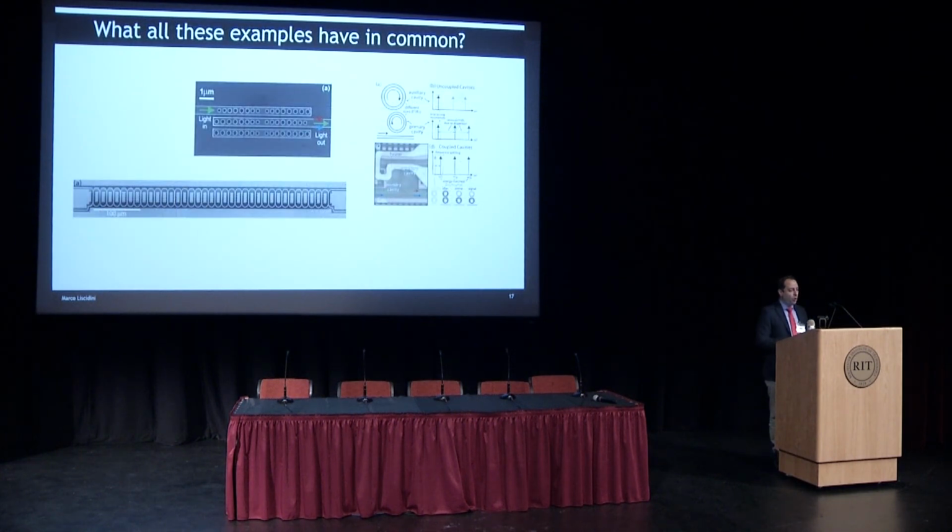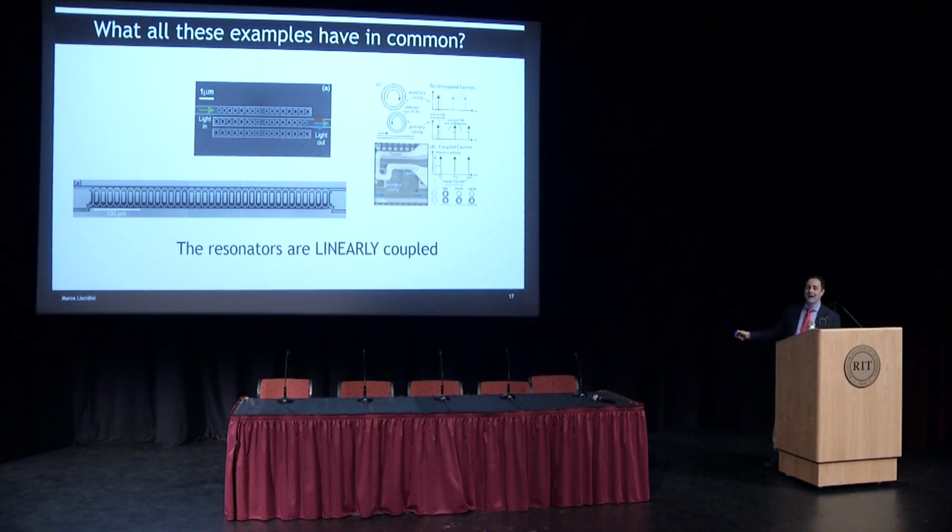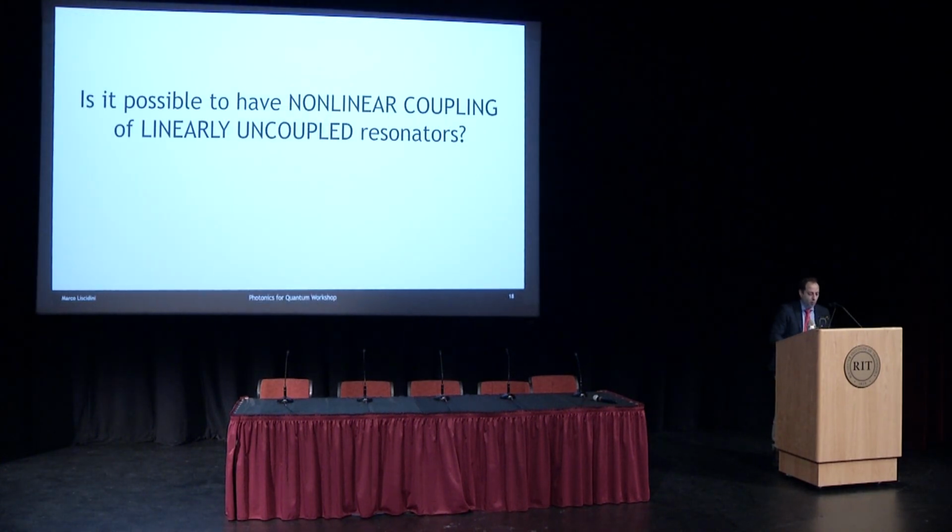Now, let's try to understand what all these examples have in common. Of course, they are structures in which resonators are coupled, as I told you before. But there is another thing they have in common. The coupling is linear. All the resonators here are linearly coupled. And so at the end of the day, you start from building blocks, but you end up with a big system that works as one thing. So we ask ourselves this question: is it possible to have nonlinear coupling of linearly uncoupled resonators? I want to keep my resonators linearly uncoupled, and yet I want to do nonlinear interaction.